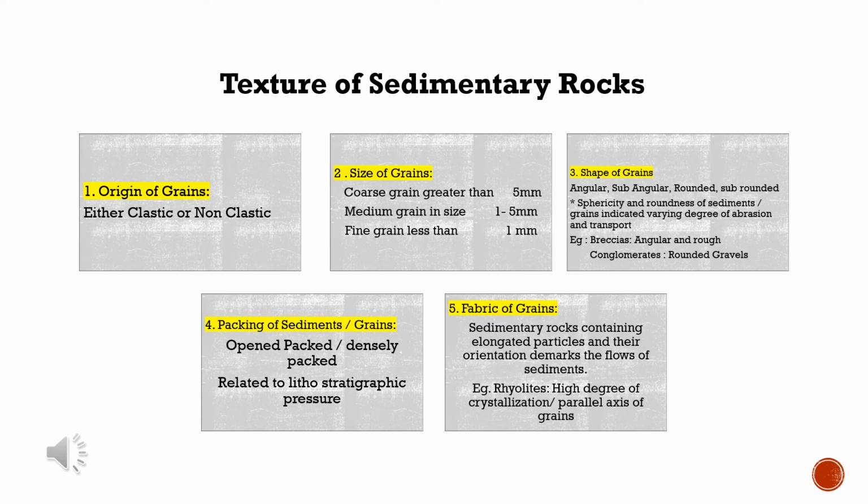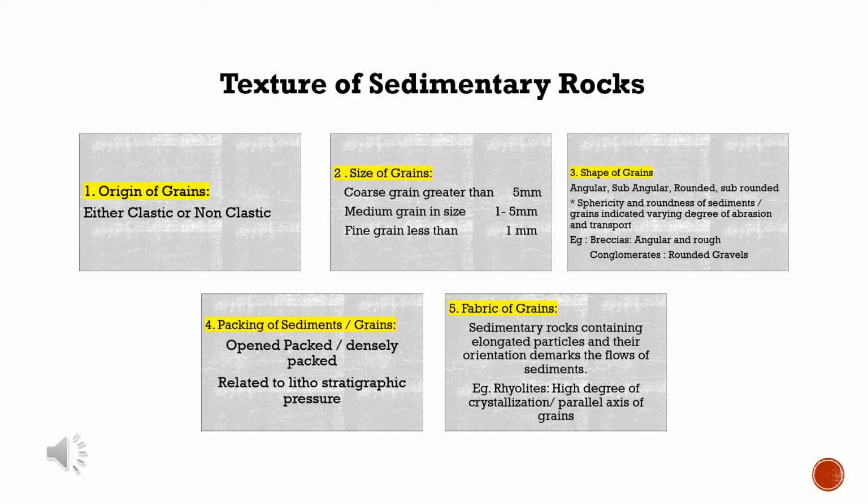Texture of sedimentary rocks. First, origin of grains, either clastic or non-clastic. Second, size of grains. Coarse grain greater than 5 mm, medium grain in size 1 to 5 mm, fine grain less than 1 mm. Third, shape of grains: angular, subangular, rounded, subrounded. Sphericity and roundness of sediments or grains indicate varying degrees of abrasion and transport.